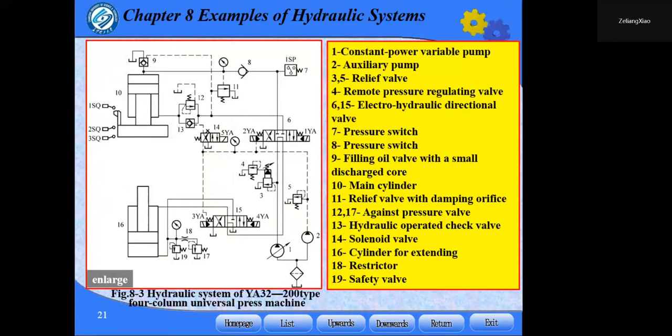When the slide block of the main cylinder is pressed down, the piston of cylinder 16 is forced to move downward. The oil from the down hole is piped into the reservoir through restrictor 18 and against the pressure valve 17, providing a resisting holding force for the workpiece. Safety valve 19 performs a safety function in case restrictor 18 becomes blocked.